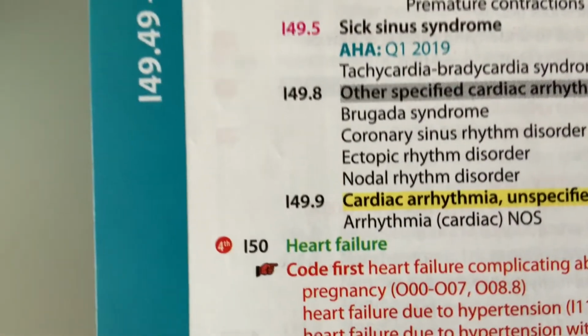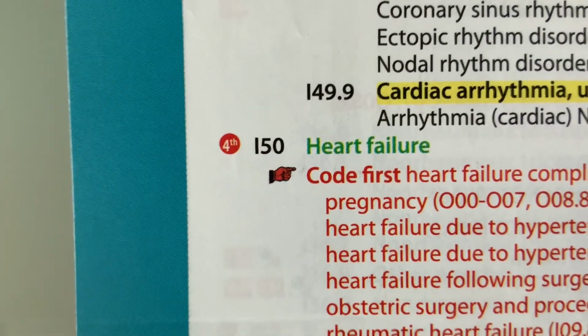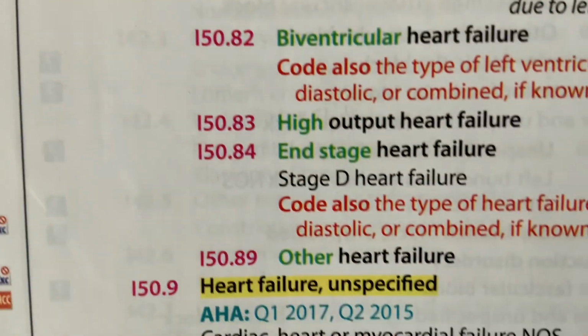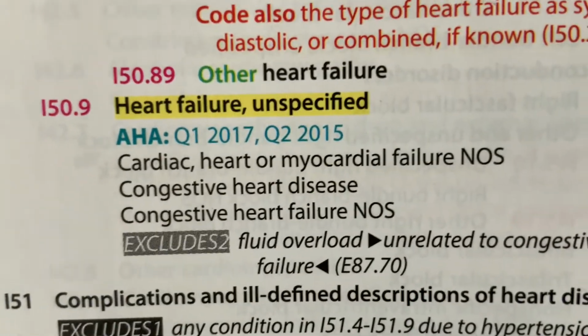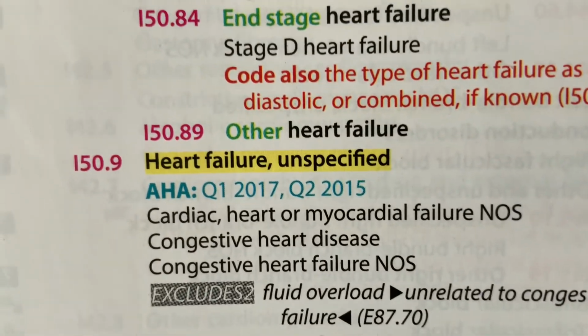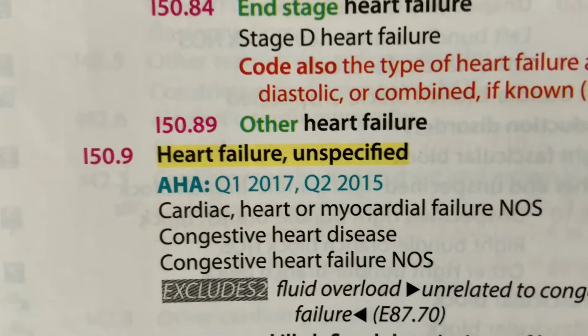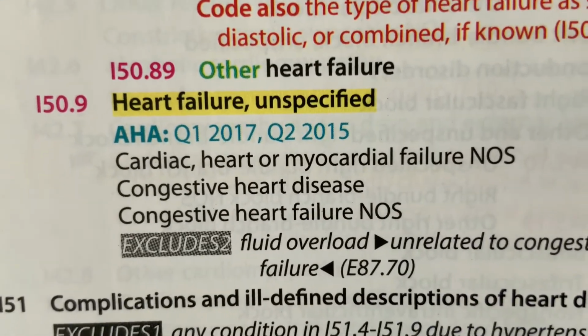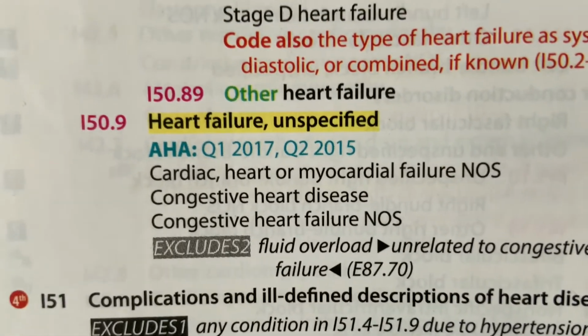Alrighty, so we're in the I50 section. Awesome. We're in heart failure, and I'm just going to tell you, because I've already looked this up, that we'll be doing congestive heart failure, not otherwise specified. It's I50.9, and that is how we code that.